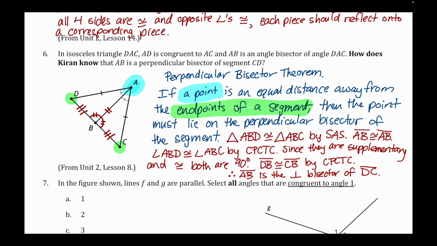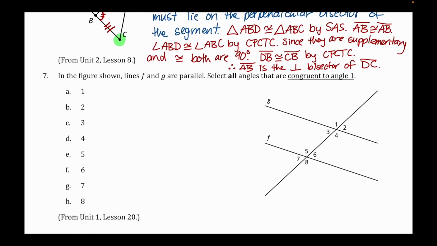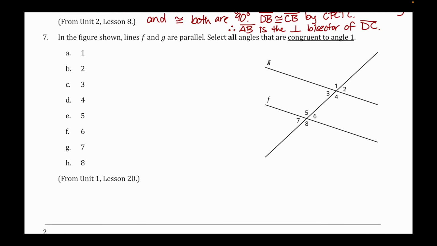Okay, so continuing on, we're going to look at question 7. So lines F and G are parallel, and we have a transversal going through them. We're going to select all angles that are congruent to angle 1. So I'm going to start by highlighting angle 1 in green, and then anything that is congruent to it for appropriate reasons, I'm actually just going to highlight in blue. So I see that 4 is vertical with it.